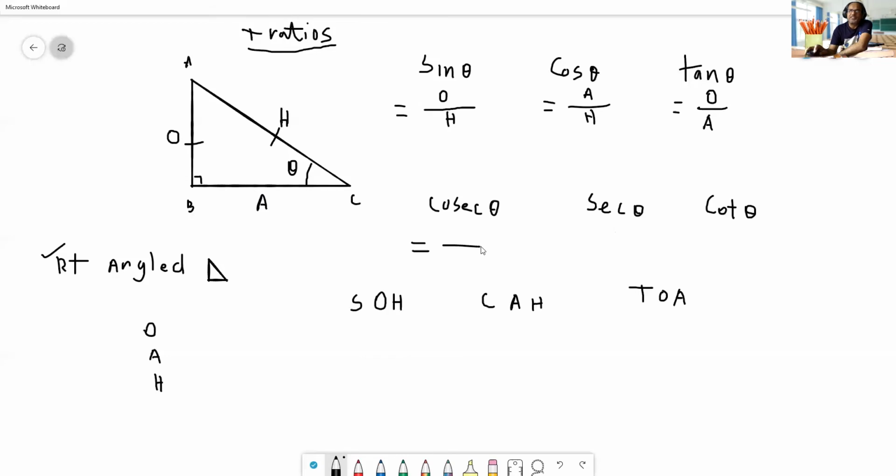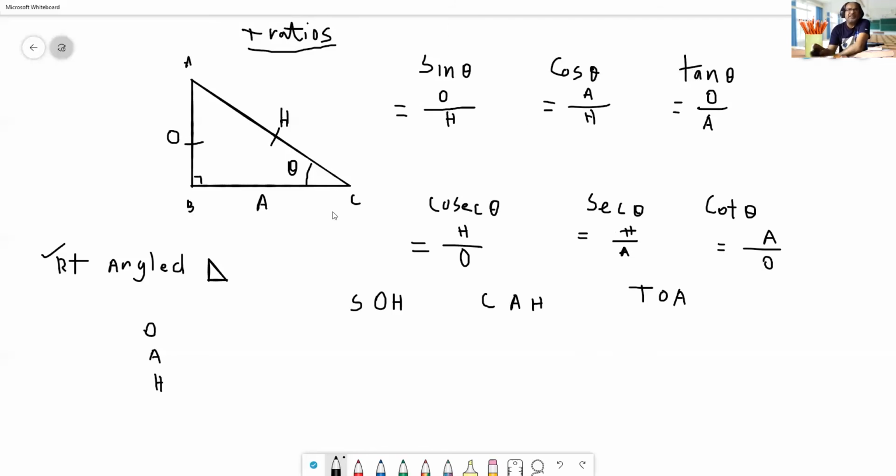Now, what are reciprocal ratios? These are just reverse to sine theta. Cosec theta is reverse to sine theta. Therefore, this is going to be hypotenuse to opposite. This is the sec theta, reciprocal to cos theta. So it's going to be hypotenuse to adjacent. And this is cot theta, the reciprocal of tan theta. So it's going to be just adjacent to opposite.